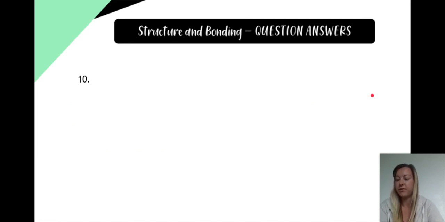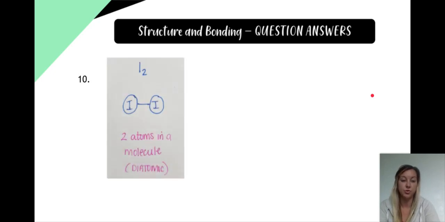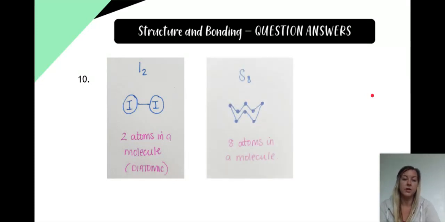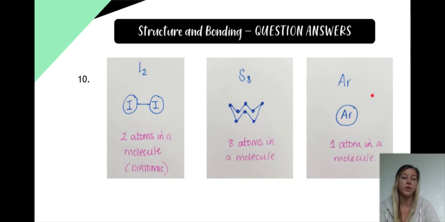Question 10. Which of the following elements will have the strongest LDF? So we have iodine, sulfur, and argon. Now what I did here was just draw them out to see what they looked like. So iodine, remember, is a diatomic molecule. It has 2 atoms in each molecule. Sulfur is S8. It has 8 atoms in a molecule. And argon is just by itself, it's monatomic. It has 1 atom in a molecule.